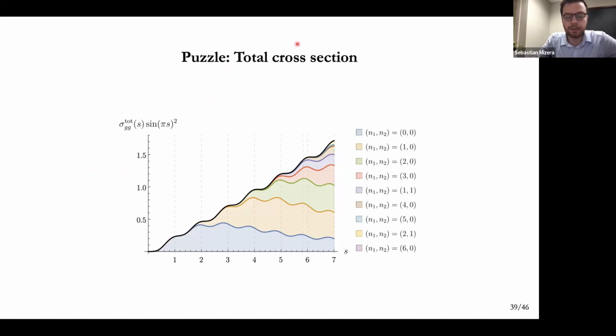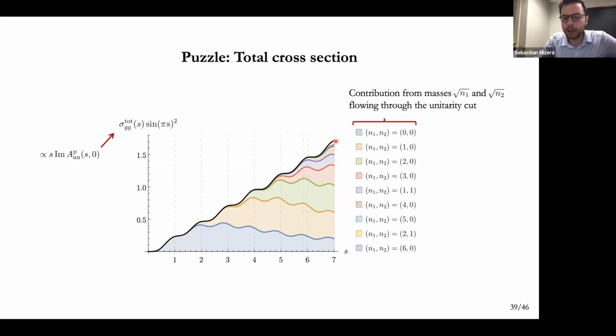So let me illustrate this puzzle at the level of the cross section. The cross section that I'm plotting here is the cross section for gluon going to anything at one loop. That is related to the imaginary part in the forward limit with a single power of s. So while the previous plot went to a constant, now it grows roughly linearly with s. That's the black line. And just to illustrate the thresholds opening up and so on, I've split all the contributions into different mass levels of the states flowing through the cut. The blue is the massless, then we have the first level, the second level, and so on. As you can see, the orange threshold opens up here. There's a discontinuity, but the effect of this discontinuity is not visible until somewhere here.